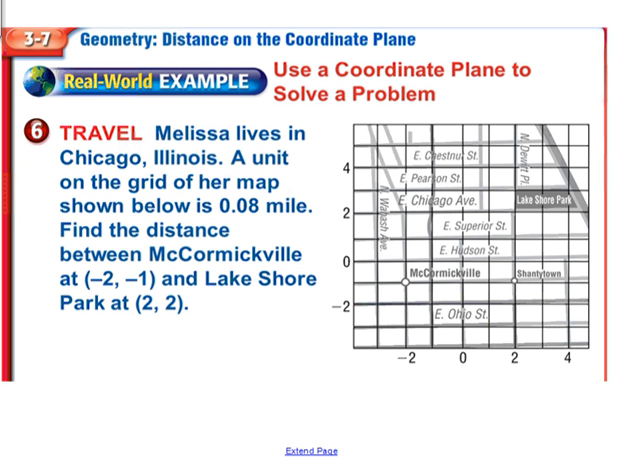Here's a real world problem that does the same kind of math. Melissa lives in Chicago, Illinois. A unit on the grid of her map is 0.08 miles. Find the distance between McCormickville, which is at -2 and -1. So if I go over here to my graph, here's -2, and I go to -1, that looks like about right there, McCormickville.